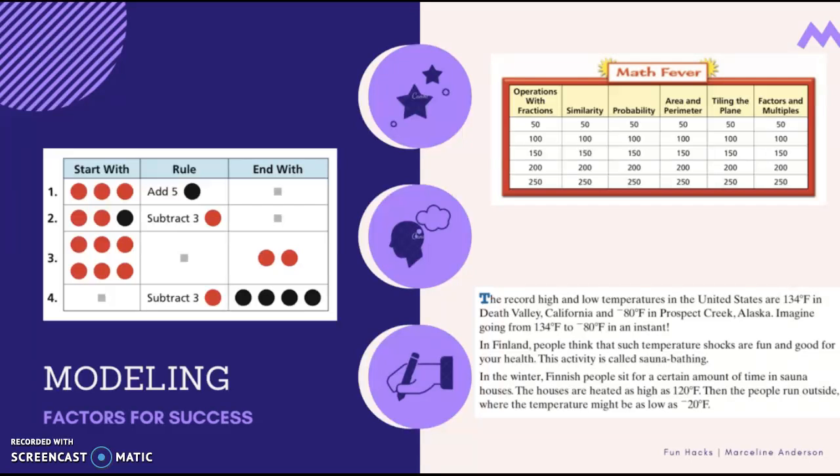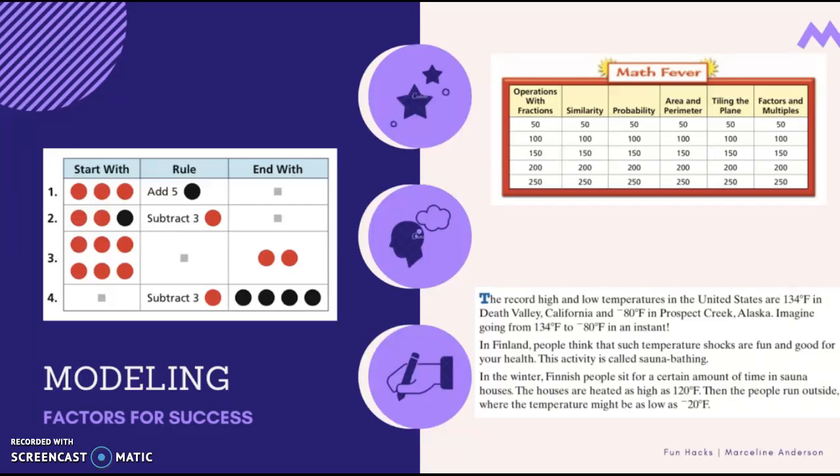Over at Math Fever, to the right there, the goal of playing Math Fever, which is just a Jeopardy type game, is that students are going to explore the use of an appropriate notation for positive and negative numbers in an applied setting, and they're going to interpret and write mathematical sentences.